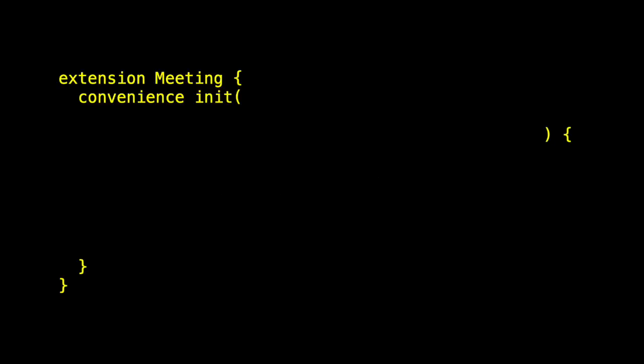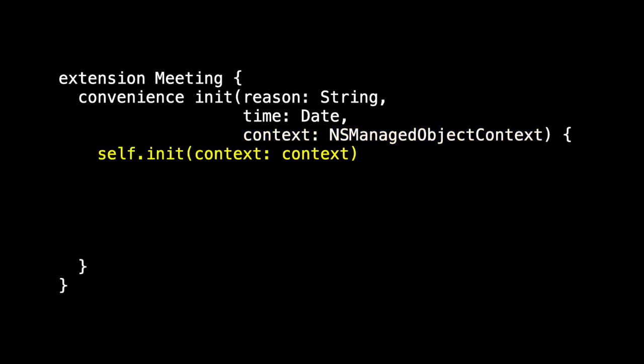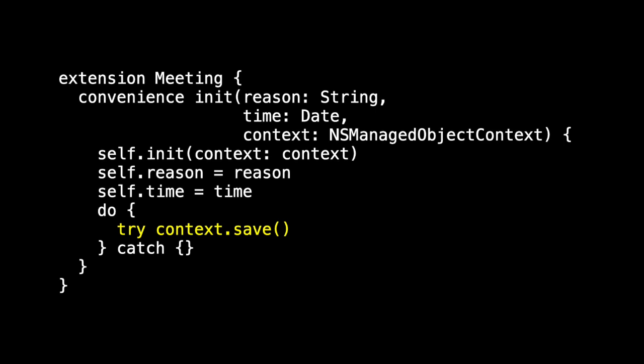Our code can get cleaner and more Swifty and more familiar if we move that work to a custom init. And so I'll create a convenience initializer for meeting. It's a convenience initializer because it uses the existing initializer. This one allows me to specify the reason, the time, and of course I have to pass in the context. The first thing we do is call the designated initializer and ask it to create a meeting given that context. And then we configure the properties. Self.reason is reason and self.time is time. And now in this convenience initializer, I'm going to build in trying to save my work.